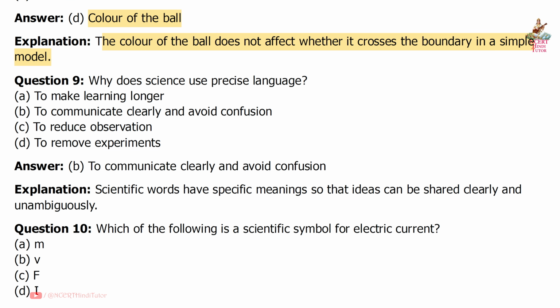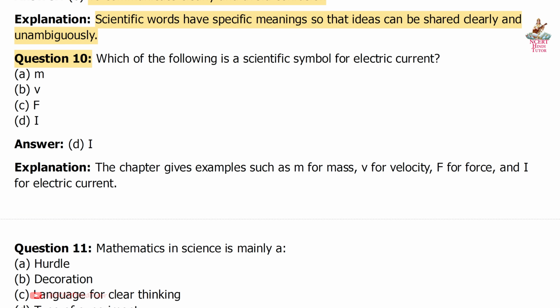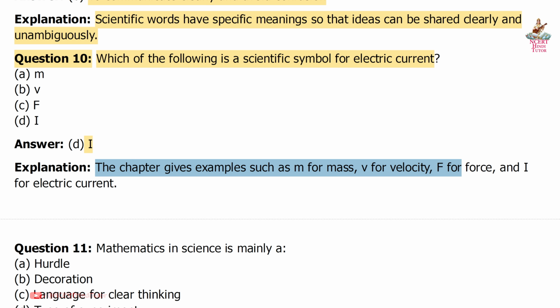Question 9. Why does science use precise language? Answer B. To communicate clearly and avoid confusion. Explanation: Scientific words have specific meanings so that ideas can be shared clearly and unambiguously. Question 10. Which of the following is a scientific symbol for electric current? Answer D. Capital I. Explanation: The chapter gives examples such as M for mass, V for velocity, F for force, and I for electric current.